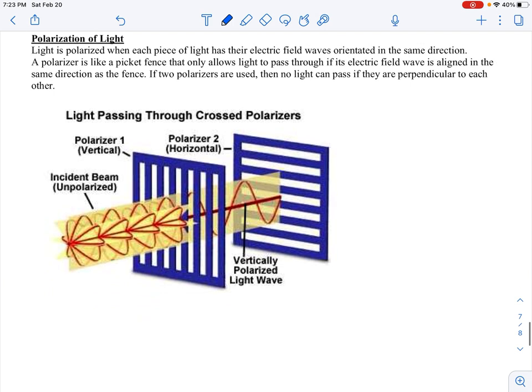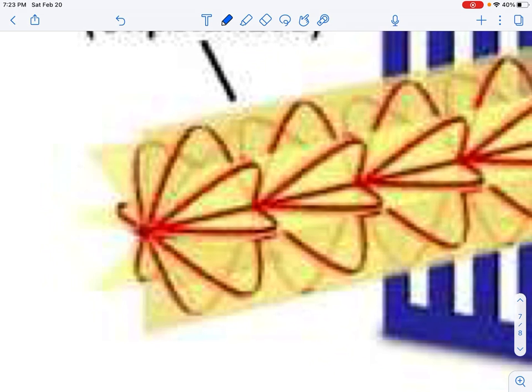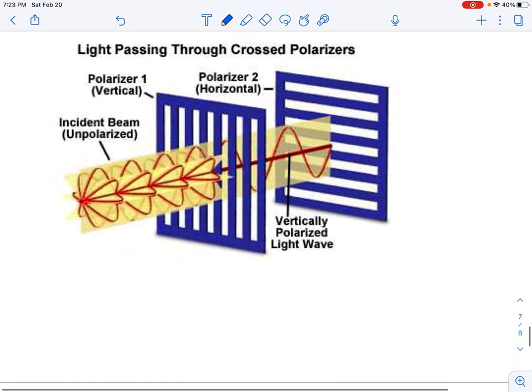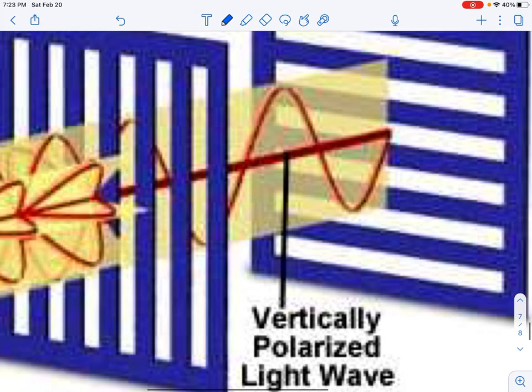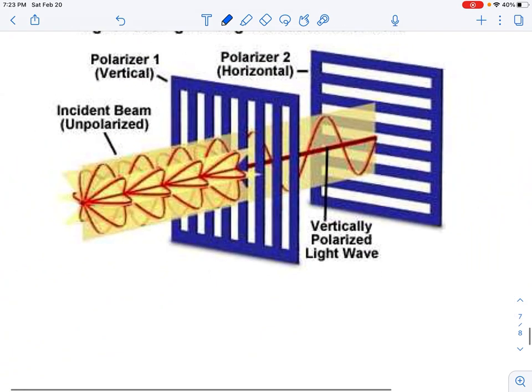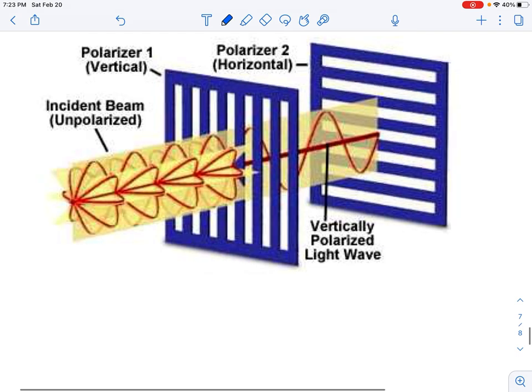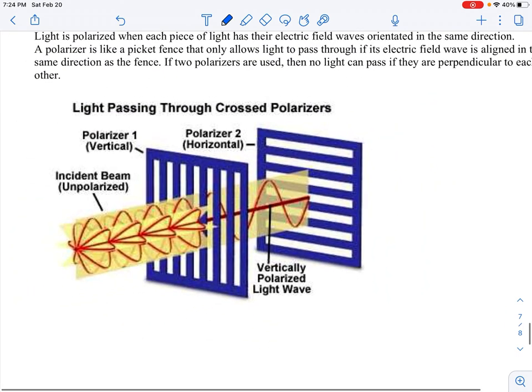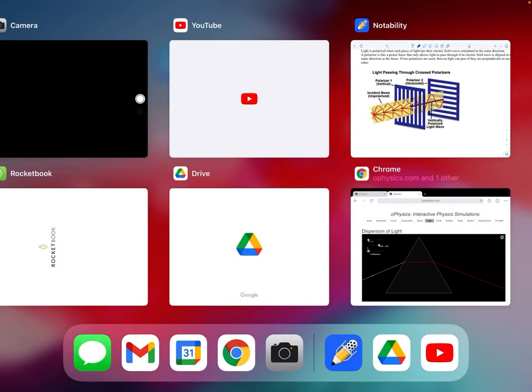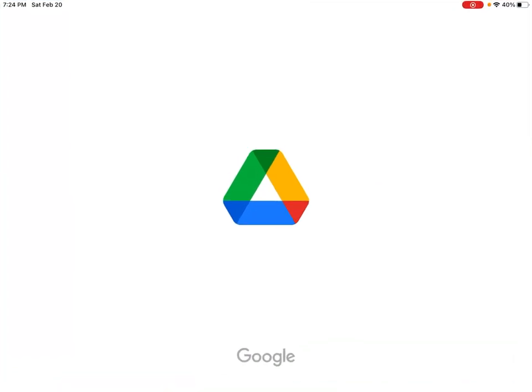So here I've got a picture of unpolarized light. Unpolarized light would be in all directions, all 360 degrees. And a polarizer would allow only one direction of light to go through. If we have 2 perpendicular polarizers, like we have in this picture, then no light will get through. And I'll be sure to do a demonstration in class of that. In the meantime, let me show you a simulation.